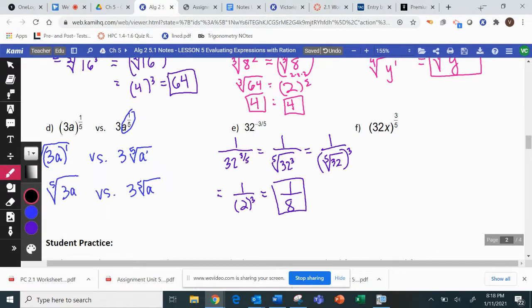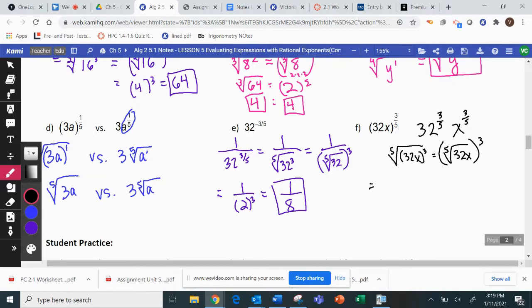All right, and then question F is 32x to the 3/5. So this would be like 32 to the 3/5 and x to the 3/5. Both of them are to the 3/5. You could write that as the 5th root of 32x to the 3rd. We could write it as the 5th root of 32x, that whole thing to the 3rd.